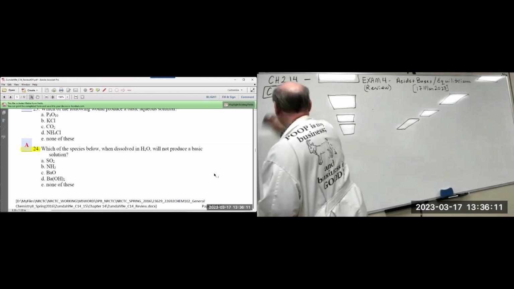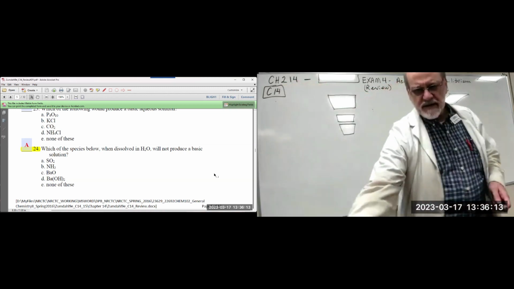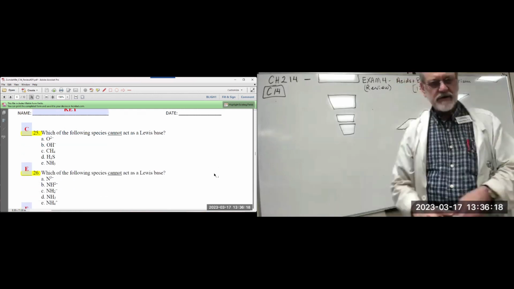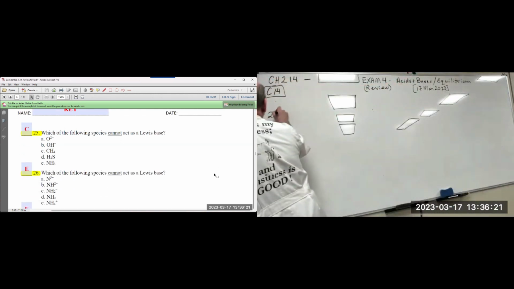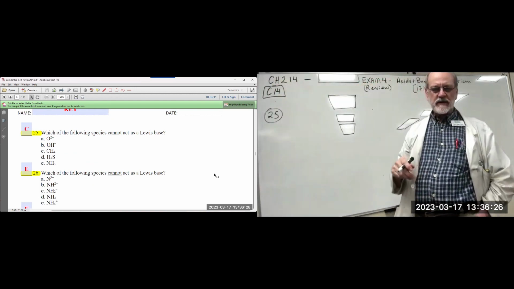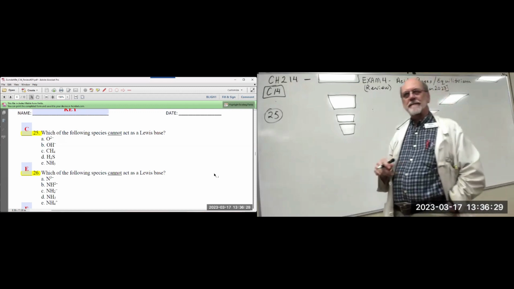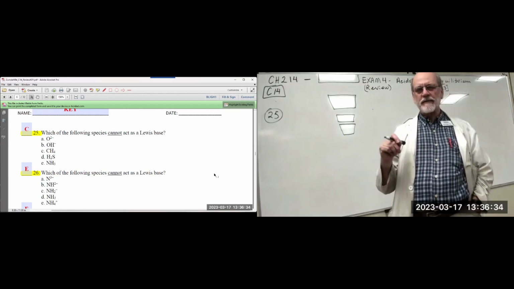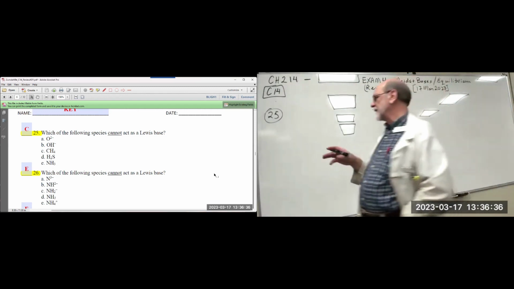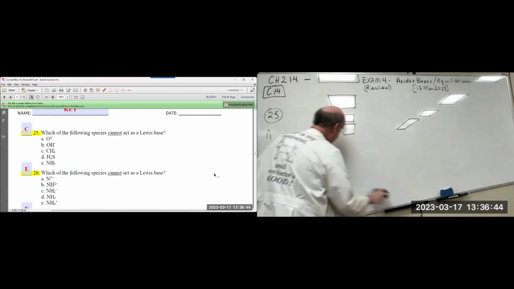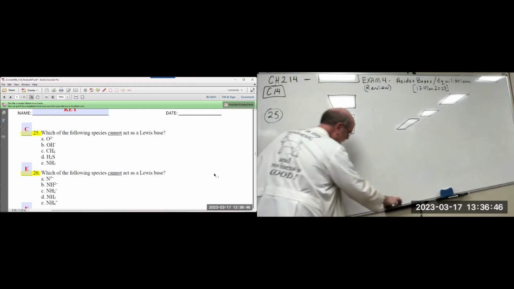All right. Let's see. How we doing? 24, 25, and 26. Which of the following species cannot act as a Lewis base? Okay. Let's look at it this way. In order to define a Lewis base, what would be a Bronsted base? It's one that can accept a proton.